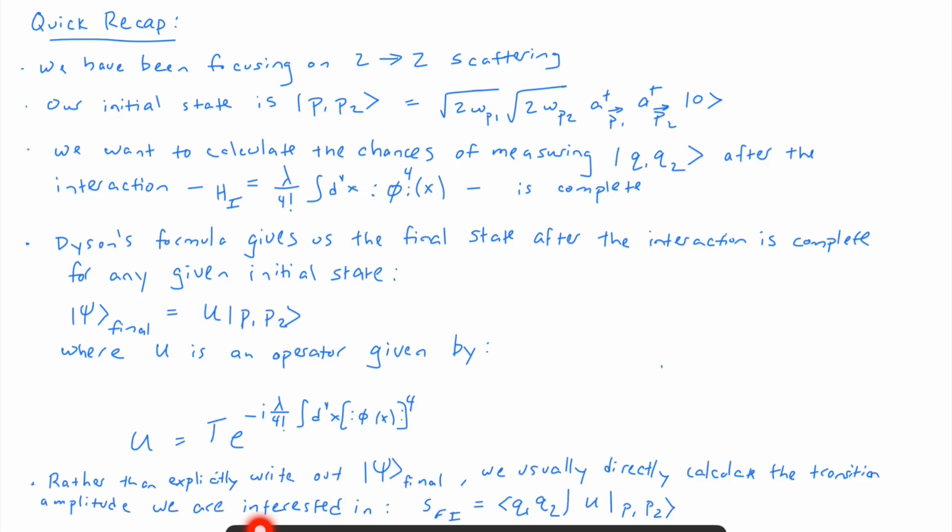And remember that rather than use this entire formula acting on this initial state and then writing down our full final state, which we call psi final, we usually in this business directly calculate the transition amplitude. That means we just take our answer that we get here, U acting on P1, P2, and then project it onto the specific Fock state that we're interested in to see our final state, and that's Q1, Q2. We take the bra of this over here, and that's called SFI, the transition amplitude to go from here to here after this interaction is complete.